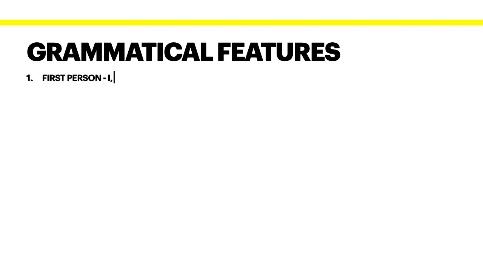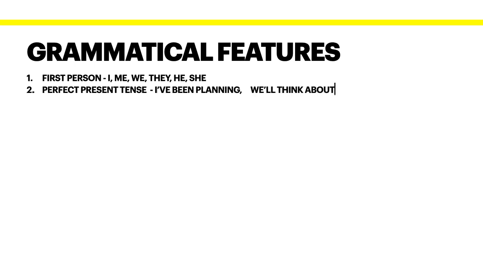So, we know that we need to write in first person. We know that we need to write in perfect present tense. That's where we're writing in the current moment, but we might refer to the past or the future. We are going to be using formal tone, that nice, sophisticated, slightly more polite way of speaking. We're going to use conjunctions.